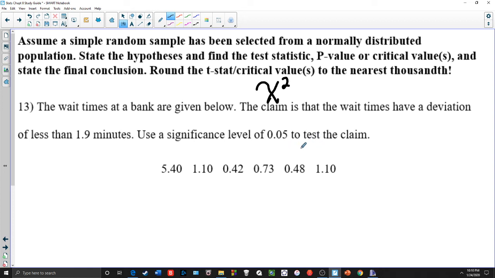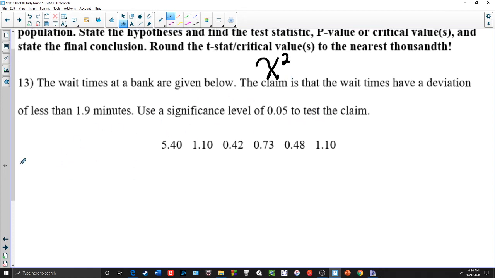Now, they don't give us the sample deviation. If you remember, for a chi-square test, we need the n, we need the population deviation, and we need the sample deviation. And we also need our alpha, of course. Well, they give us our alpha, 0.05. That's nice enough. But they don't directly give me my S or my N. They do say that the deviations are going to be claimed to have a deviation of less than 1.9 minutes. So that is my claim deviation. I at least have that. But half the stuff I'm missing.